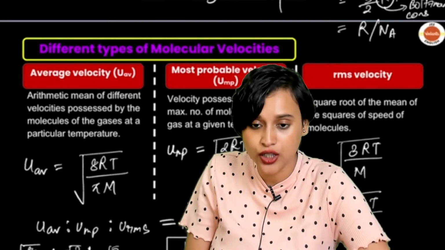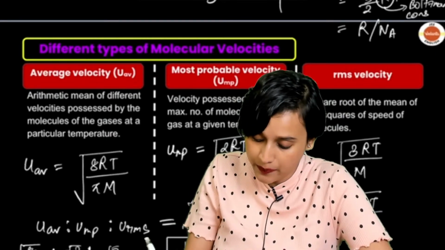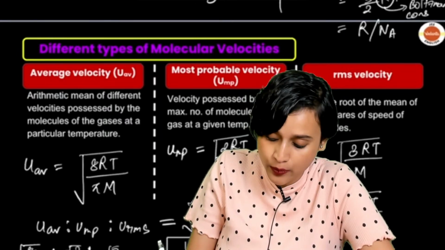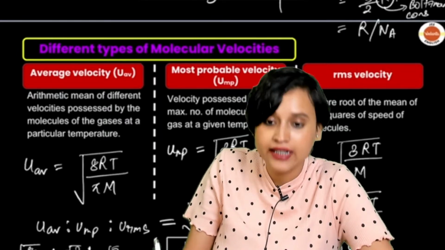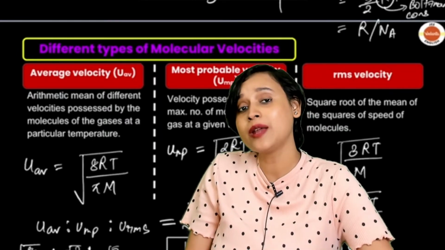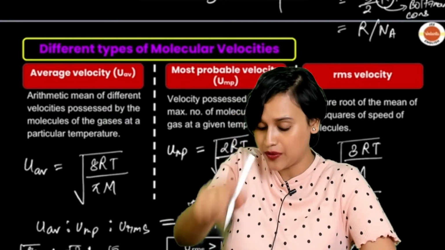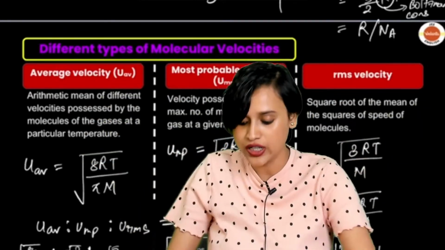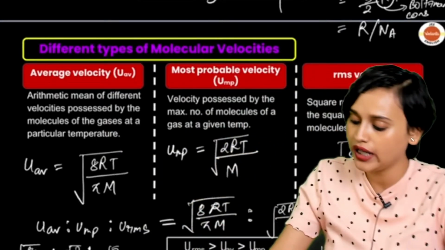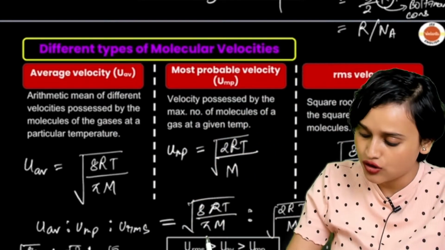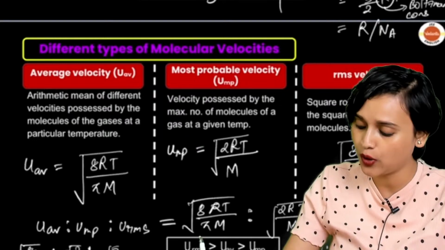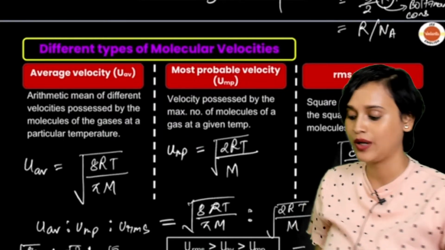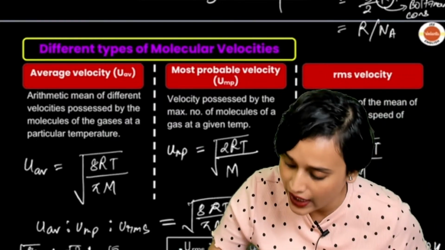If you calculate the values, that is the 8 by pi. 8 by pi will be around 1.128. That is to root 2. Root 2 can be taken as 1. If I take root 2 as 1, and then if you just calculate the values, you will be getting 1.128 is to 1 is to root 3 will be 1.224. 1.224. These are the values.